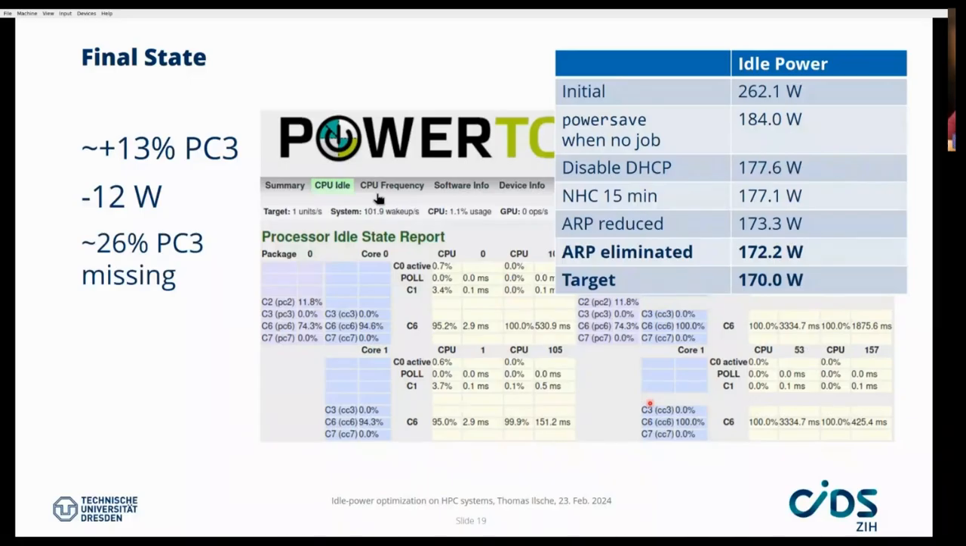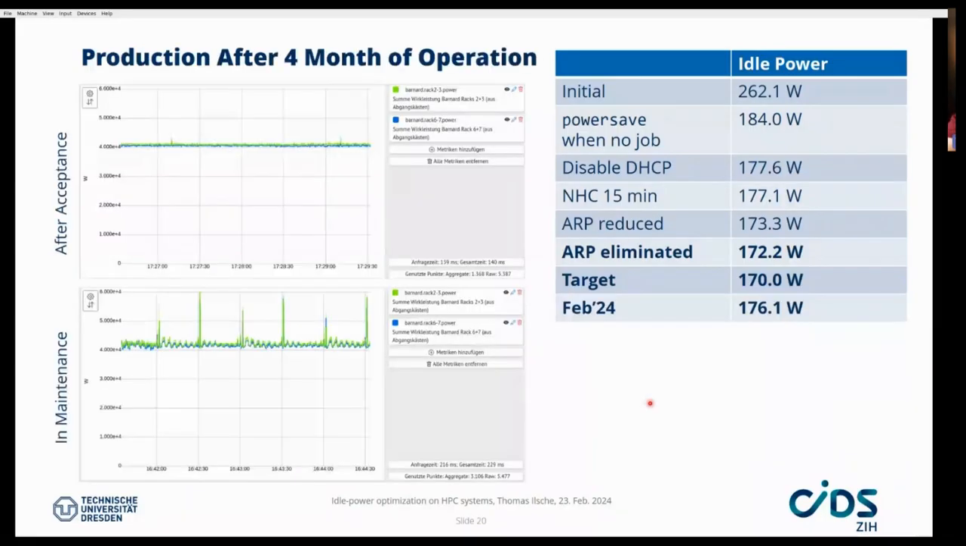Now, I said this is a final state, but this is the final state in basically October when we put the system in production. But now, after 4 months of operation, we actually have a new picture here. We see that we have introduced more noise again. We added another 4 to 6 watts of power per node from certain effects, and we are not yet able to fully distinguish this.